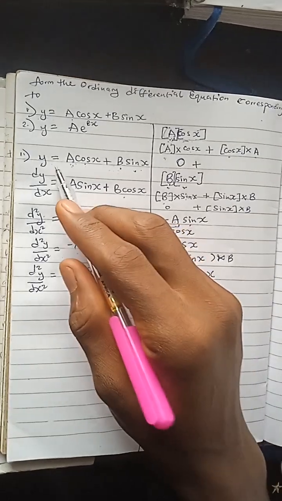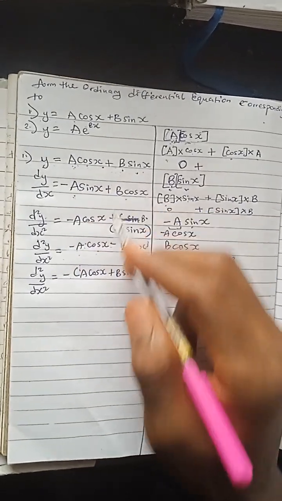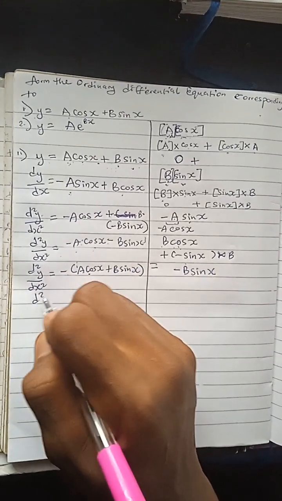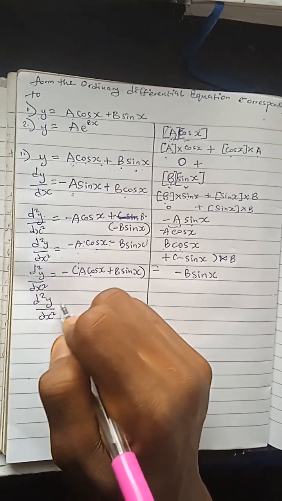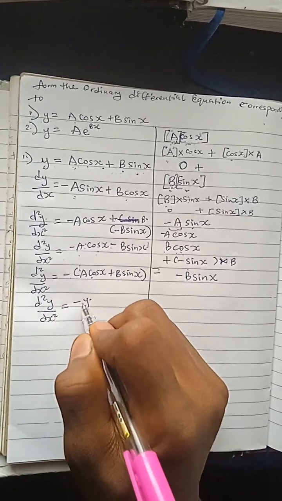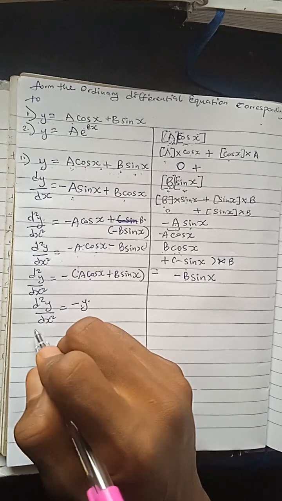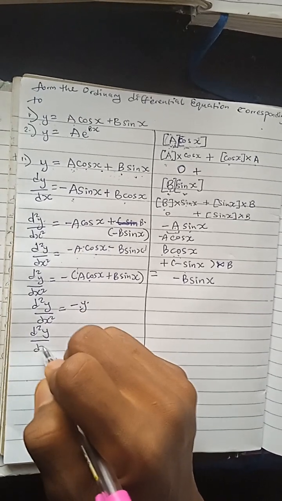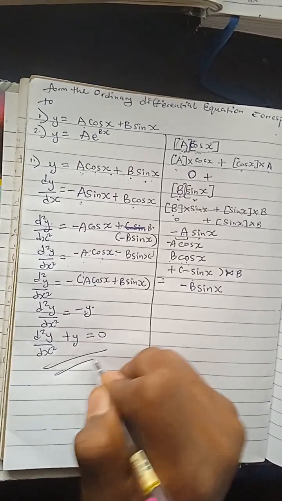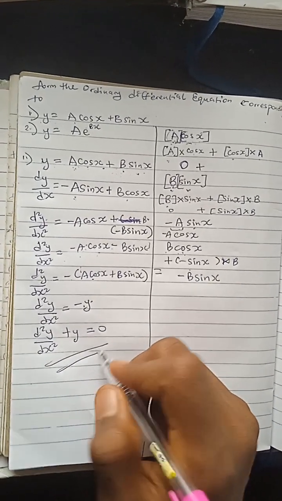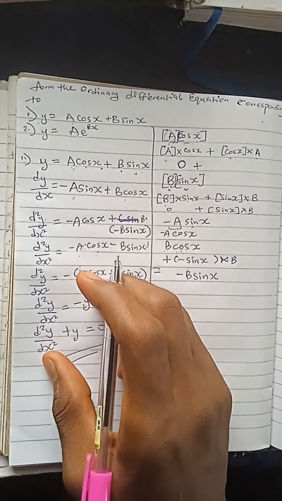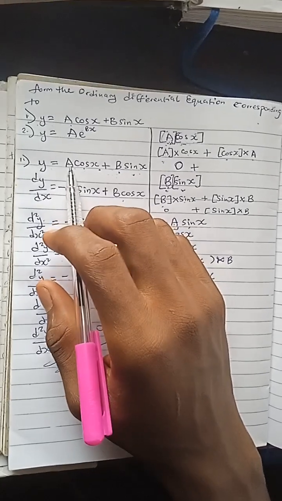But if you look closely, y equals a cos x plus b sine x. Therefore, you can easily equate; we say this is equal to y. Therefore, we have d squared y over dx squared equals minus y. Bringing y to the other side, y is negative here, so when it comes to the other side, it's going to be positive. Therefore, we have d squared y over dx squared plus y equals 0. This is the final equation, the ordinary differential equation corresponding to this equation.